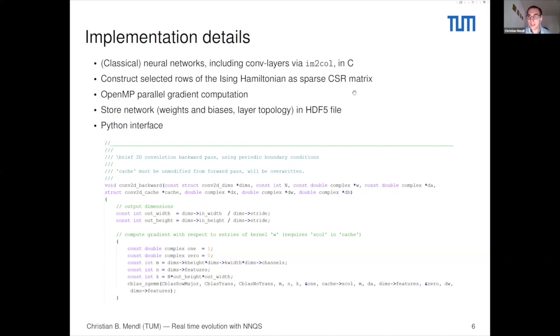So remember, the rows are determined by the sample spin configurations. Then we use OpenMP for parallel gradient computation. We store the network in an HDF5 file, and we can use a Python interface to make this conveniently accessible. Okay, here's just a short code snippet showing part of the C code for the convolution backward pass.